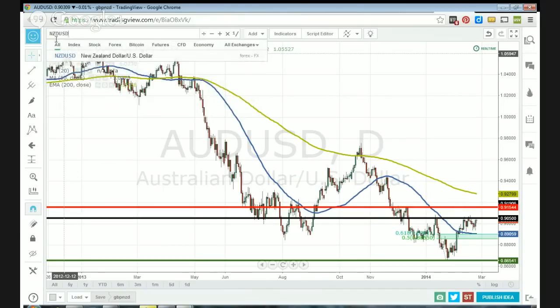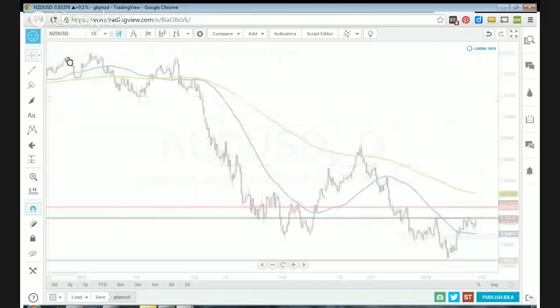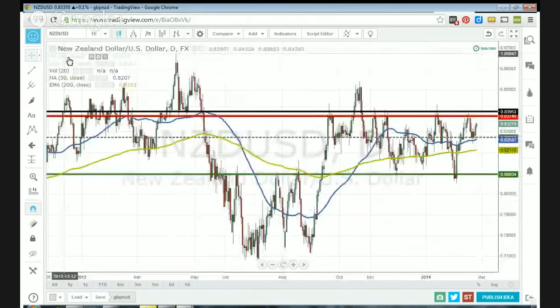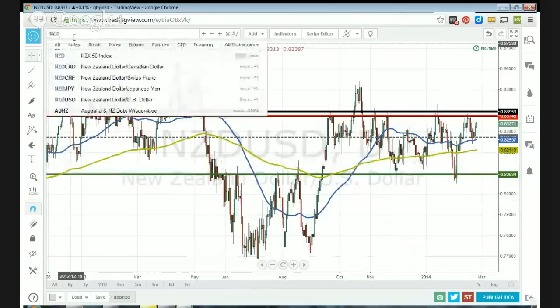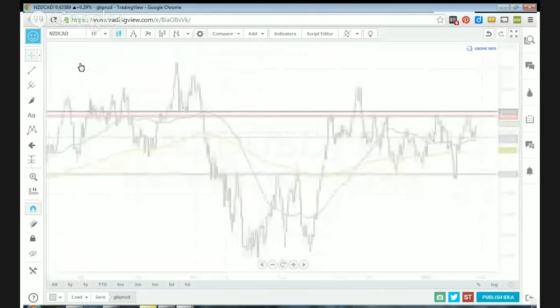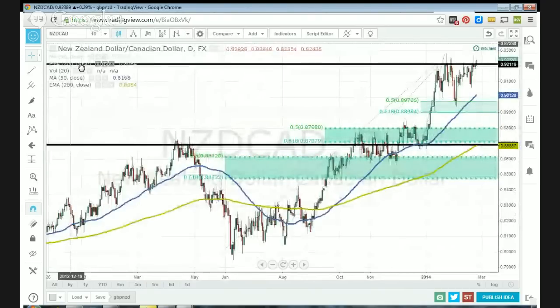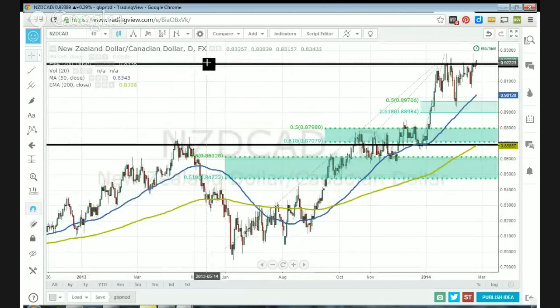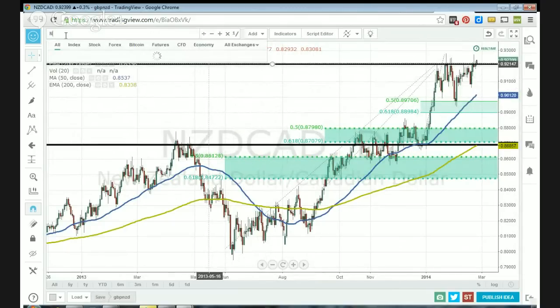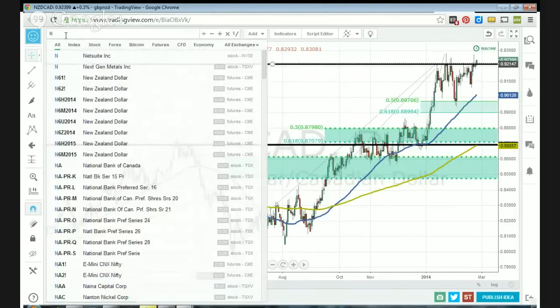So nothing really to do on those pairs. The entry orders are there. It's just a matter of, let's see if price fills them. Kiwi dollar, we're already in on this trade. Kiwi Canada. Yeah, look at it, still running. Wow. And this is what I'm talking about. So I could go long Canada yen, but Canada is so weak against all the other pairs. I'm a little reluctant to go long Canada at this time against anything.